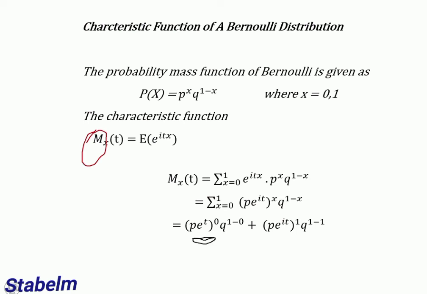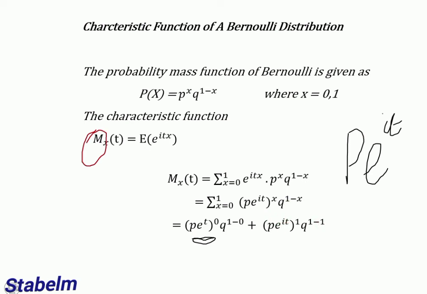Under this, p exponential t is supposed to be p exponential iota t. Then, since it is raised to power 0, definitely that is going to be 1. And here we're going to have q left. Now here we're going to have a 0, since we have 1 minus 1, which is 0, so that will go. So it will remain p exponential iota t.